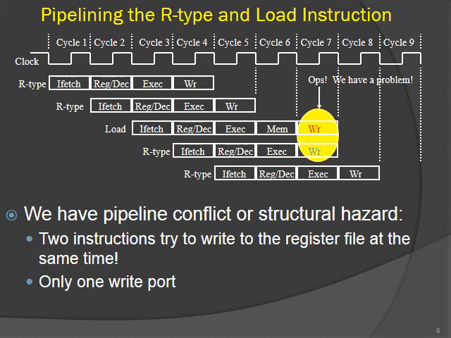So what will happen if we try to pipeline the R-type instruction with the load instructions? We have also a problem during this instruction. The problem is that there will be two instructions which will try to write to the register file at the same time. So how can this hazard be treated, or how do we deal with this hazard?